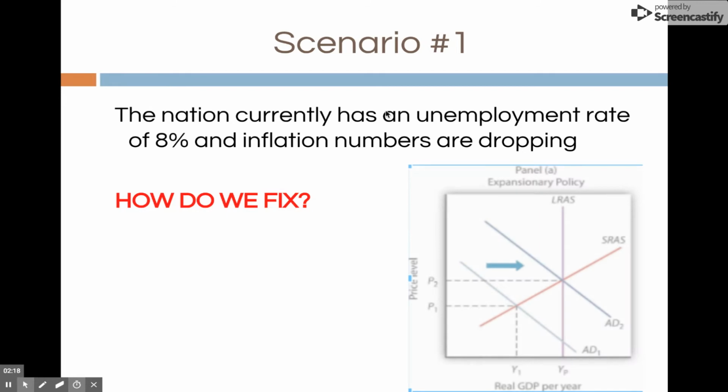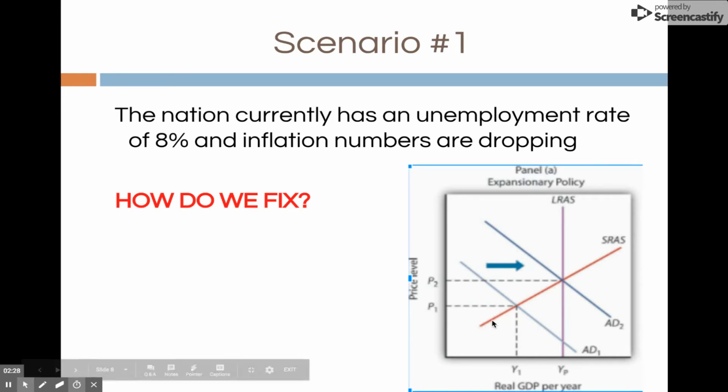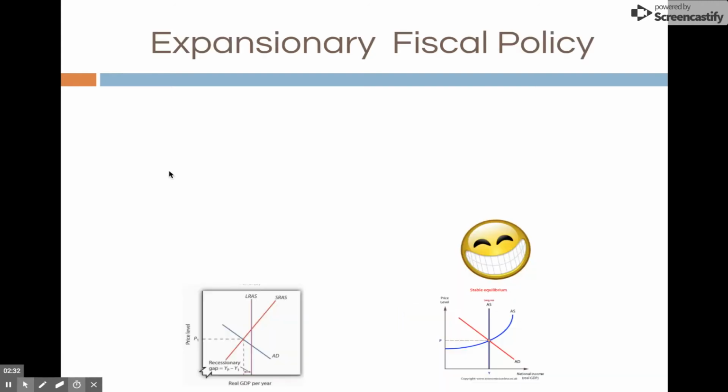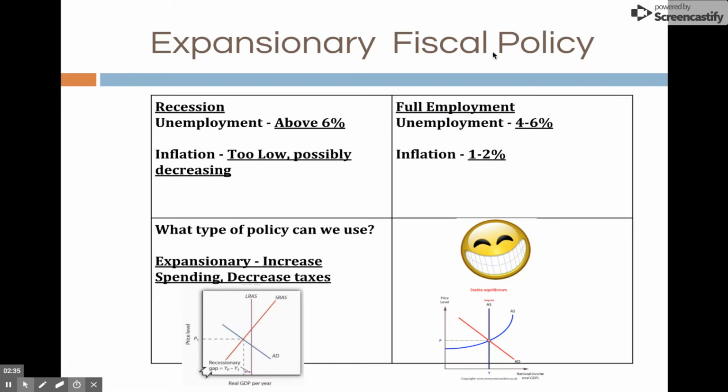So let's look at scenario 1. We're given a nation that has an unemployment rate at 8% and inflation numbers are dropping, which means we're going too slow, right? Unemployment's too high. So how do we fix? We need what's called an expansionary fiscal policy to get back to this ideal full employment level. If we have above 6% unemployment, we want an expansionary fiscal policy, which would combine an increase in government spending and a decrease in taxes.